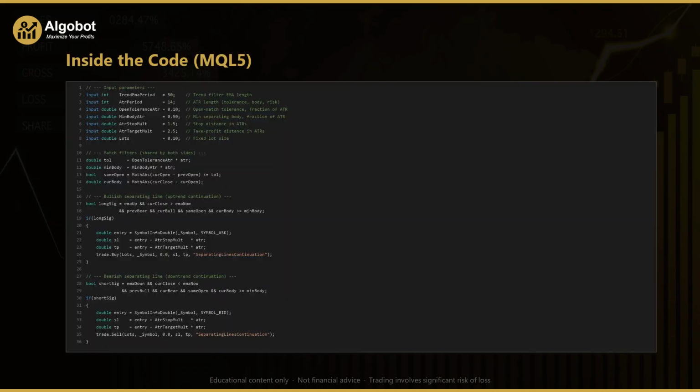Let's look at the actual code that runs inside MetaTrader. At the top, we have the input parameters, the settings you can adjust. TrendEmaPeriod, set to 50, controls the moving average length.